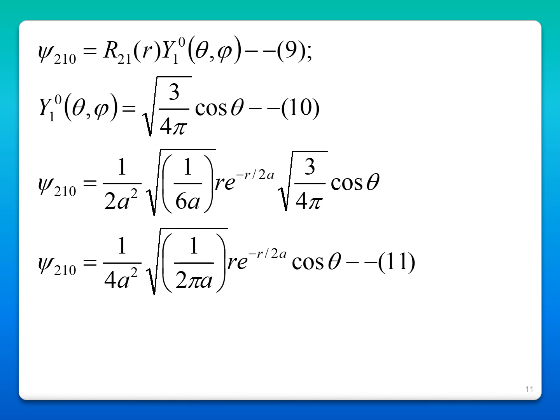And psi 21 0 is R21 of r and Y10 of theta and phi. Y10 of theta and phi is square root of 3 by 4 pi cos theta. So now you substitute, then psi 21 0 is equal to 1 by 4a squared, square root of 1 by 2 pi a, r into e power minus r by 2a cos theta.